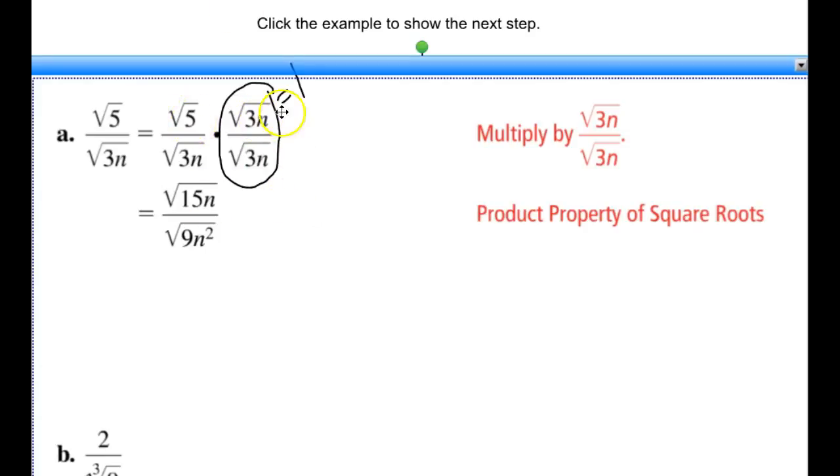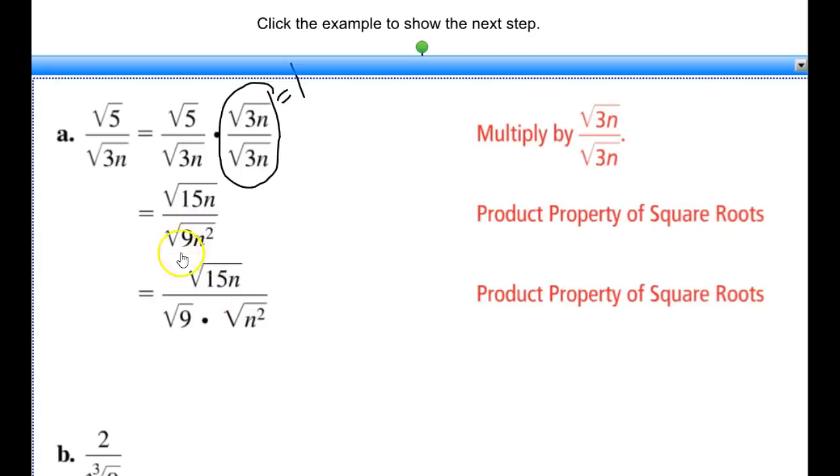And so then, using my product property, if I have two things that are multiplying, I can multiply them together. So I end up with the square root of 15n in the numerator, and the square root of 9n squared in the denominator. Then I use my product property because I see that I can simplify this denominator. And when we're rationalizing, we always know that we're going to eventually simplify the denominator. So I end up with the square root of 9 times the square root of n squared, which can simplify to 3n, which you'll see is the stuff that's underneath my radical sign in my original problem.